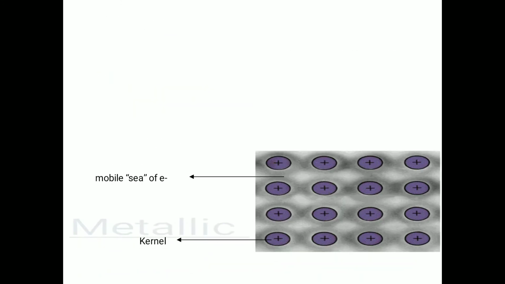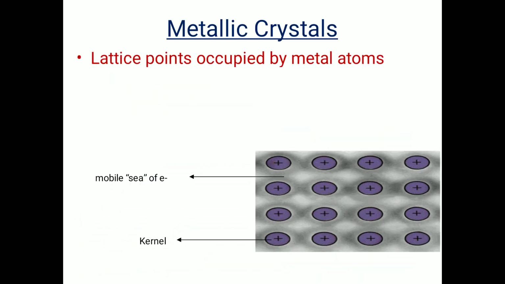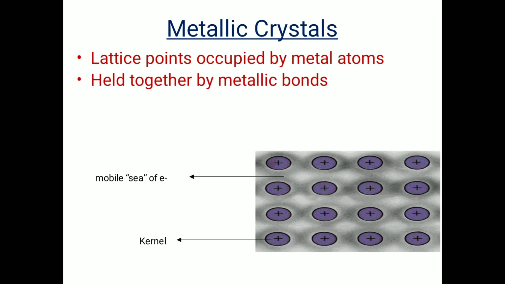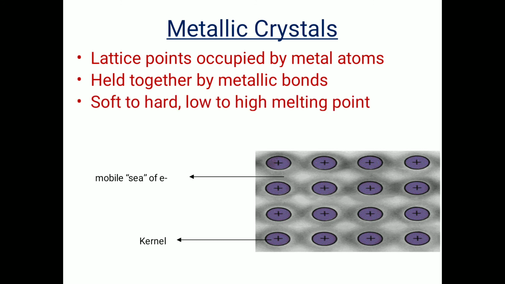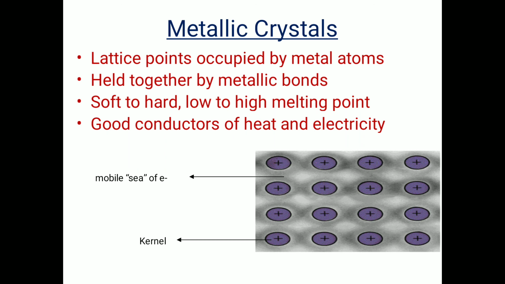Now coming around to the next one, that is metallic solids. Here the lattice points are occupied by metal atoms or ions. They are held together by metallic bond. They are soft to hard. Some metals are soft like the group 1 alkali metals, and some are very hard like the transition metals. Even their melting point is low to high. They are good conductors of heat and electricity.